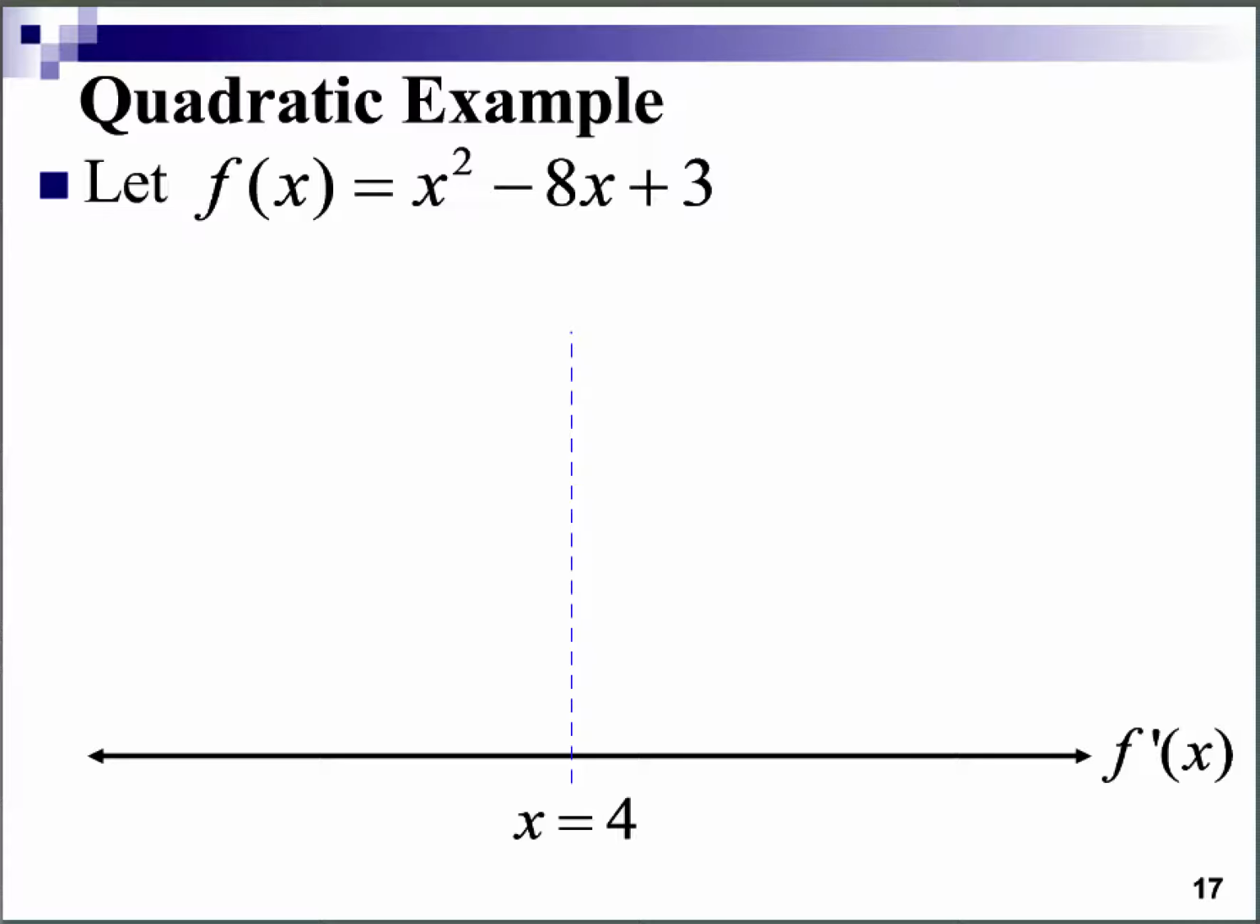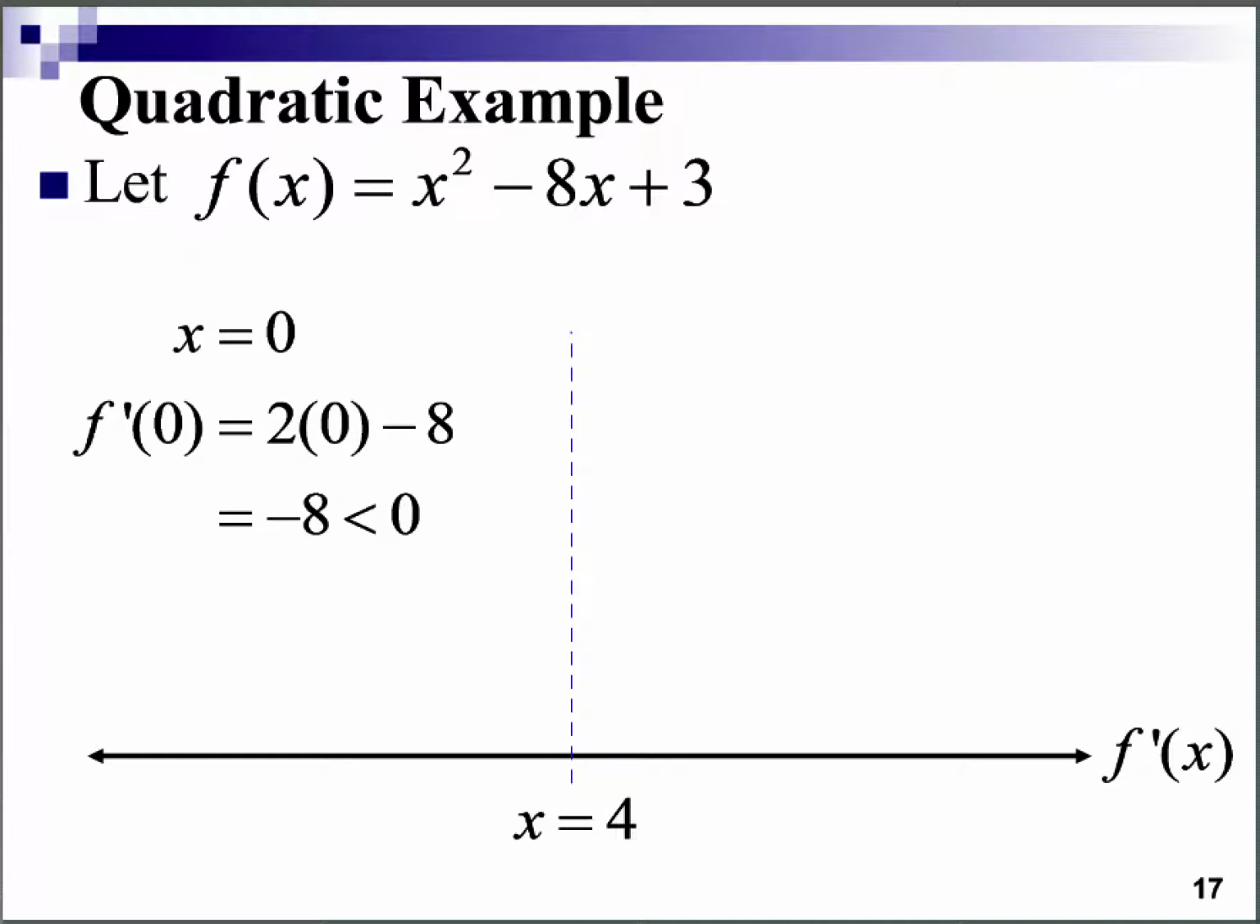Now, what we do is we look at some arbitrary value of x in each region. So let's look at the region on the left here. We pick any point to the left of x equals 4, and we plug that into the derivative so that we can see what its sign is. So I'm going to pick x equals 0 because 0 is an easy number to plug into expressions.